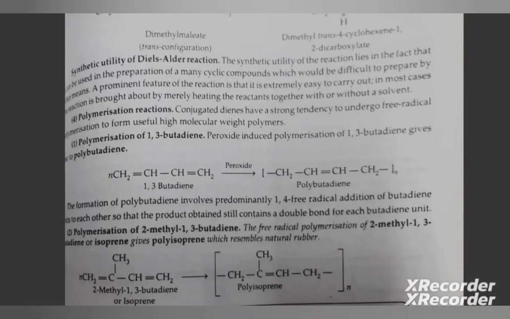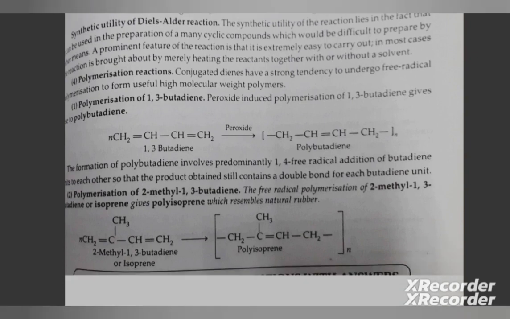Number 4, polymerization reaction. Conjugated dienes have a strong tendency to undergo free radical polymerization to form useful high molecular weight polymers. Number 1, polymerization of 1,3-butadiene. Peroxide induced polymerization of 1,3-butadiene gives rise to polybutadiene. The formation of polybutadiene involves predominantly 1,4 free radical addition of diene units to each other so that the product obtained still contains a double bond for each butadiene unit.